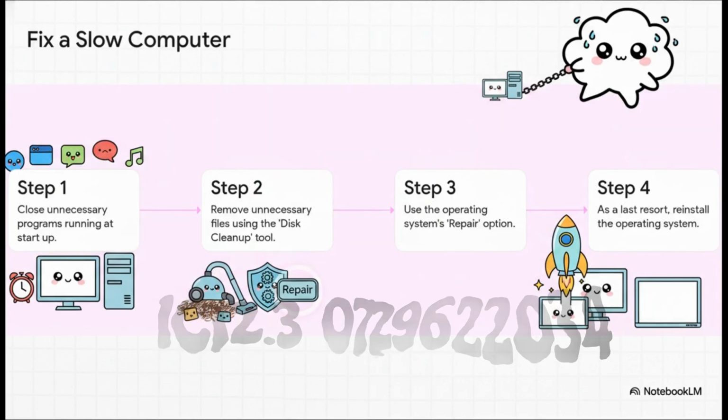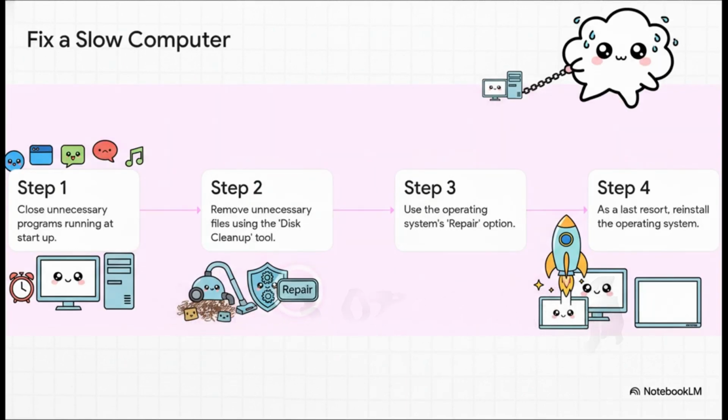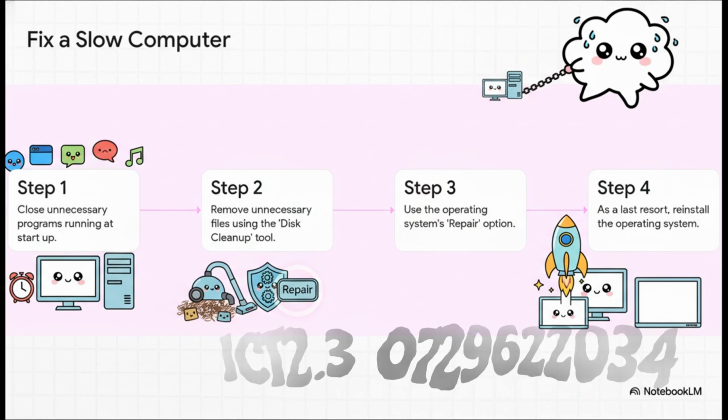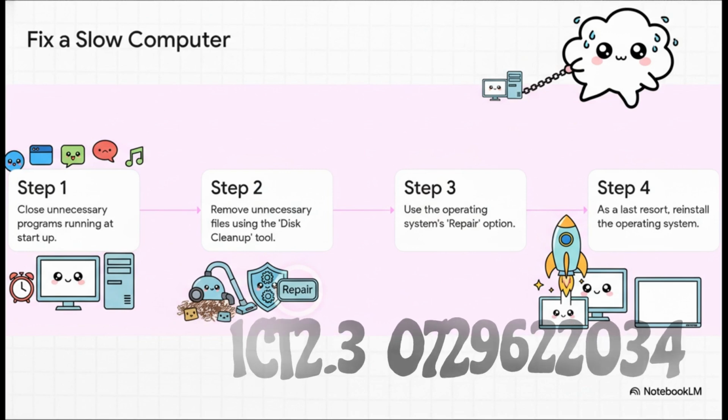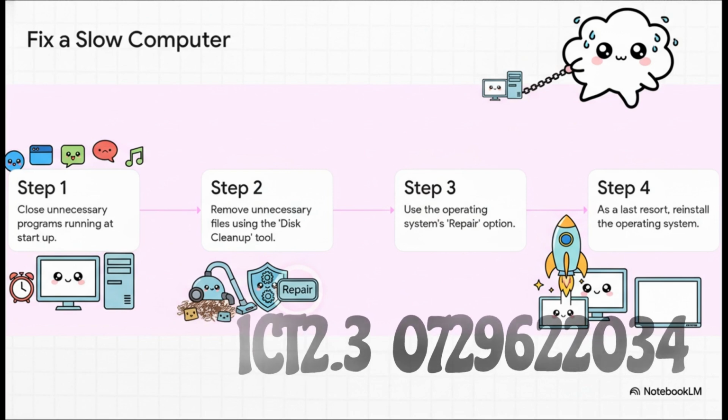To tackle a slow system, we have another checklist. First, lighten the load. Stop unnecessary programs from launching automatically when you turn your computer on. Next, it's time for some digital spring cleaning. Get rid of all that junk, like old temporary internet files, using a built-in tool like Disk Cleanup. If things are still sluggish, try using the OS's own repair function.